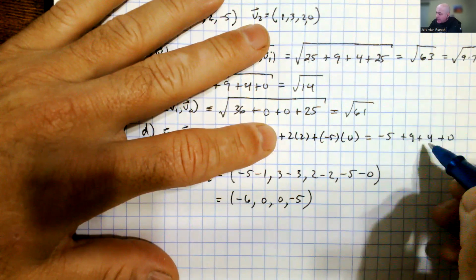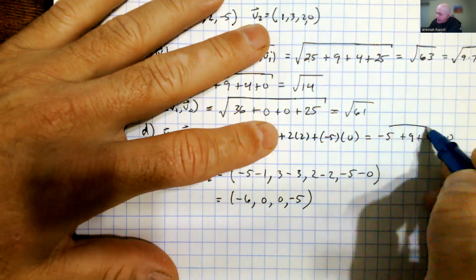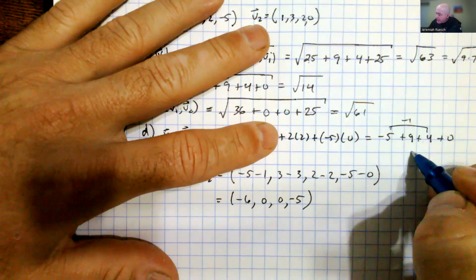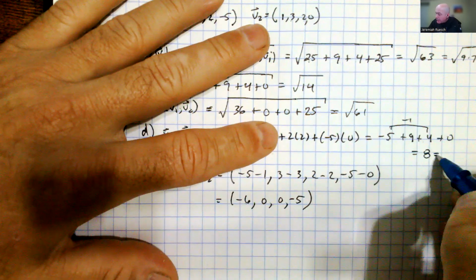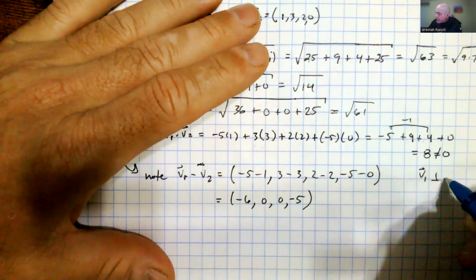So what we have here, this is going to be -1. These two give me -1 plus 9, which is a total of 8, which is not equal to 0. So V1 is not orthogonal to V2.